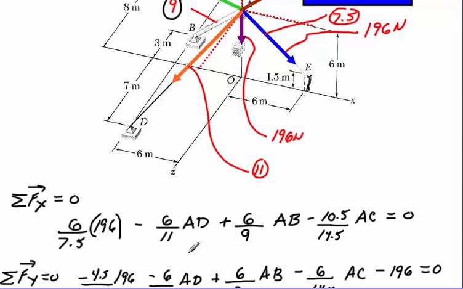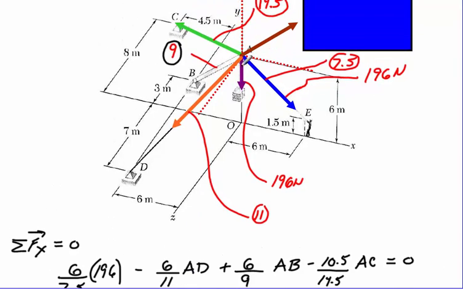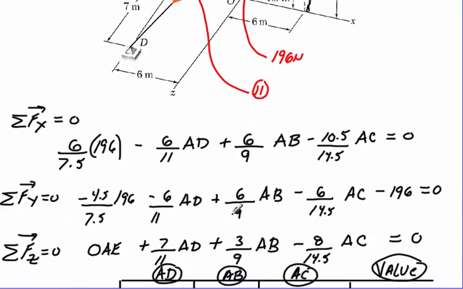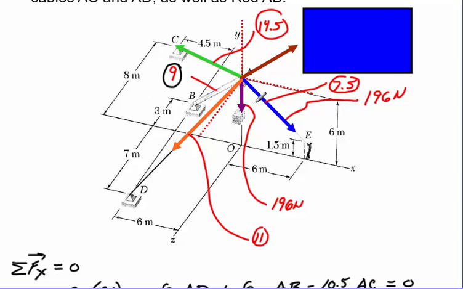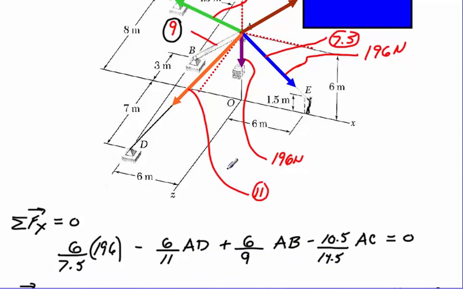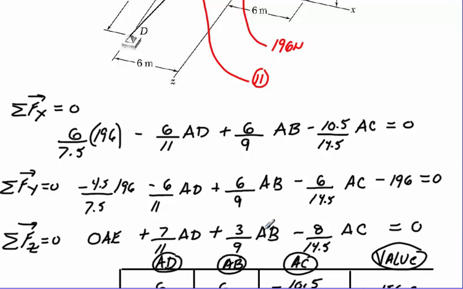I come to AD. AD, how far am I going in the Z? I'm going 7. Take 7 divided by 11, and I'm going positive, so I make it positive here and multiply it by AD. I go to the AB vector. AB vector is right here. How far am I going in the Z direction? Since this is where I'm starting from, as I move up here, I'm moving 3 in the positive Z. So I take 3, I divide it by the length of 9, and I multiply that by AB.